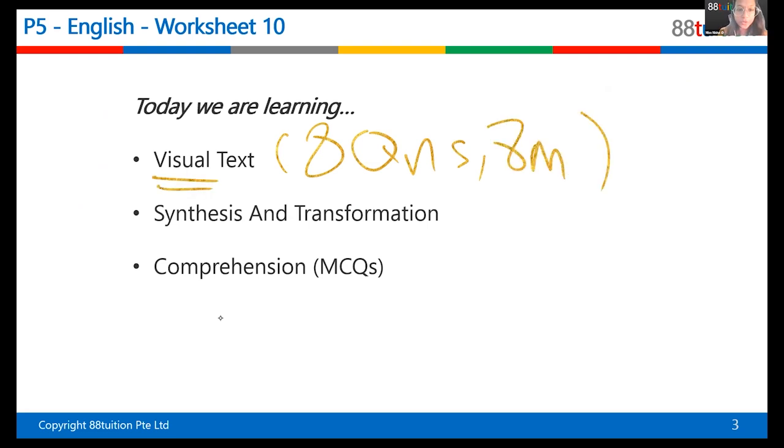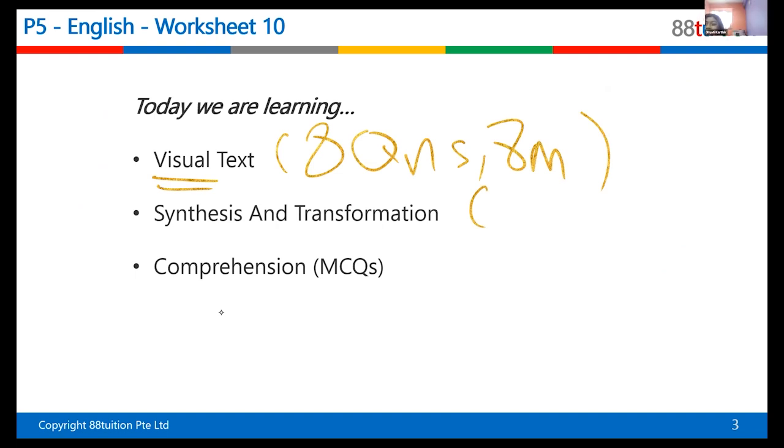And visual comes from the word, something you can see, right? It's like a pictorial form with a few words. Now, synthesis and transformation. How many marks? How many questions? Anybody? 4 questions and 4 marks.